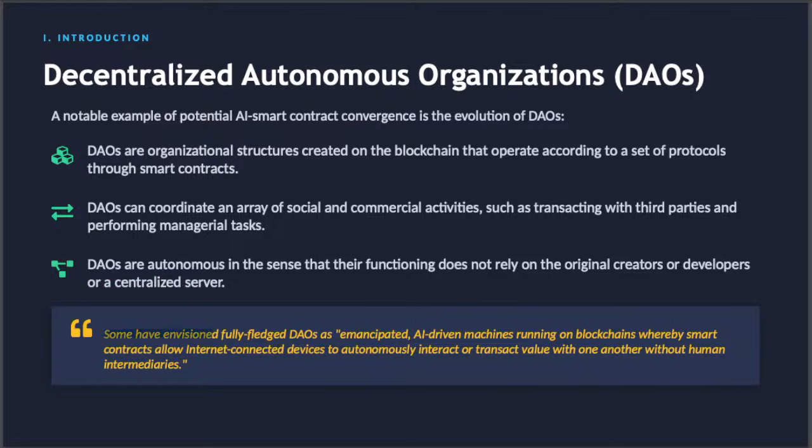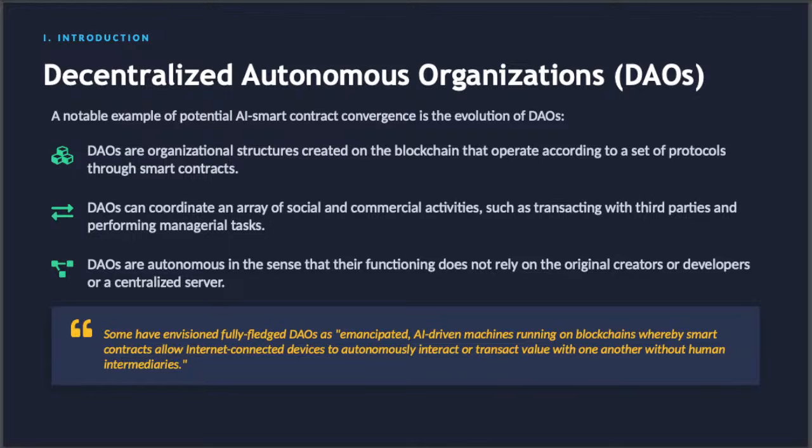Now look at this. Some have envisioned fully fledged DAOs as emancipated AI-driven machines running on blockchains, whereby smart contracts allow internet-connected devices to autonomously interact or transact value with one another without human intermediaries. That's a lot to unpack right there. Some have envisioned, some have, which means that they've already developed these fully fledged DAOs as emancipated.